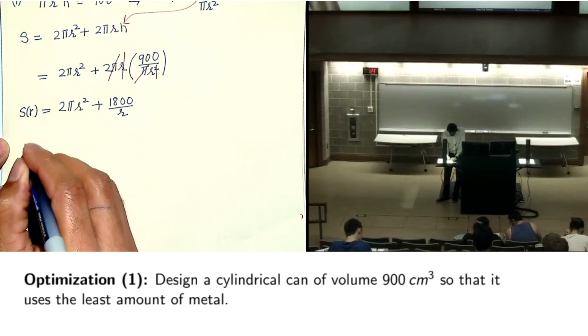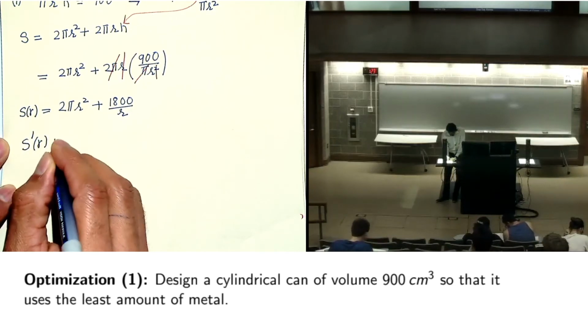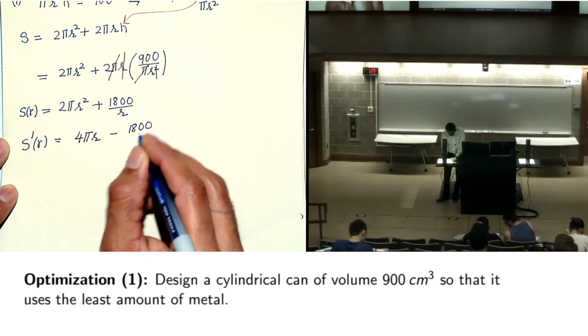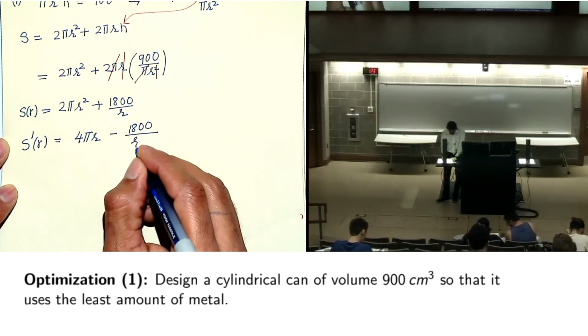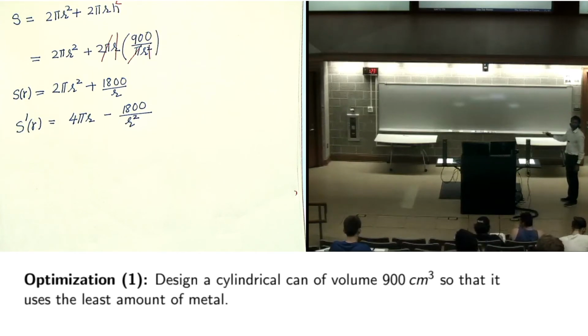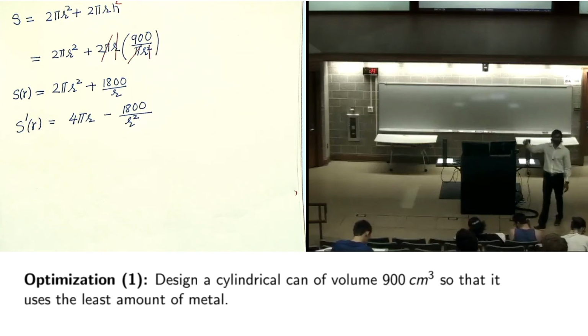If I want to find the minimum, I need to differentiate this function with respect to r, which is going to be 4 pi r minus 1800 divided by r square. Do you know how I got the derivative of that function? You use the quotient rule. Or if you know the derivative of 1 over r is minus 1 over r square, this is the derivative of that. This is the constant, and the constant will stay as it is.